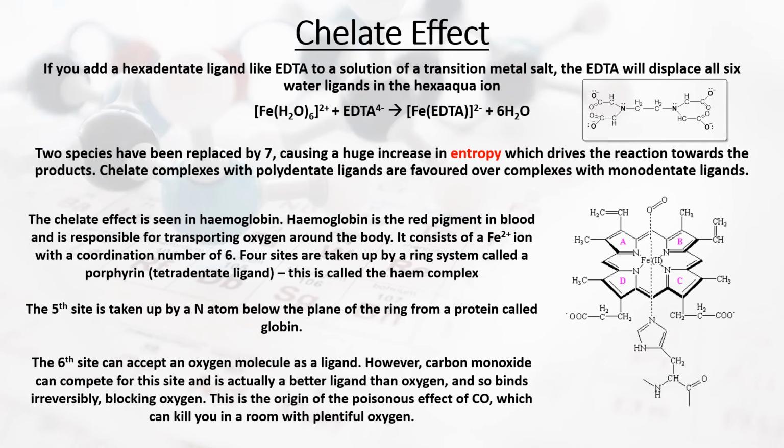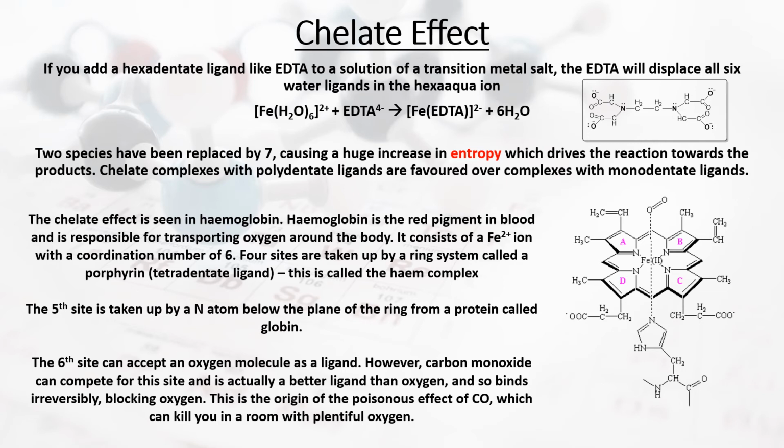It consists of an iron 2 plus ion in the centre, and it has a coordination number of 6. We have 6 coordinate bonds. 4 of these sites are taken up by quite a complex ring system that we call a porphyrin. This is what we call a tetradentate ligand, so it makes 4 coordinate bonds. This is the ring structure that you see surrounding the iron atom. This is called a heme complex. That's where the name comes from. This is the heme bit of the name.